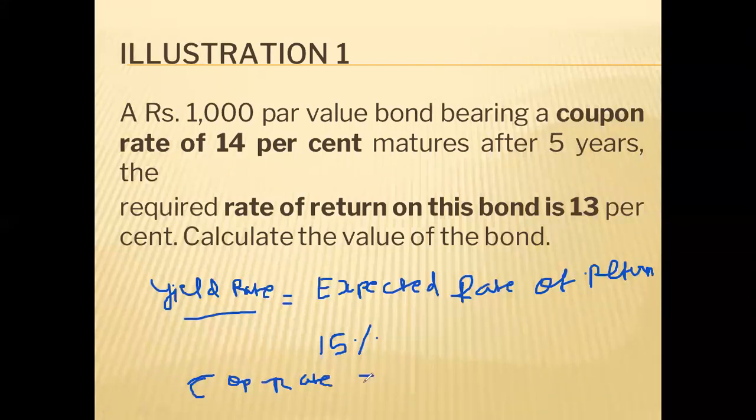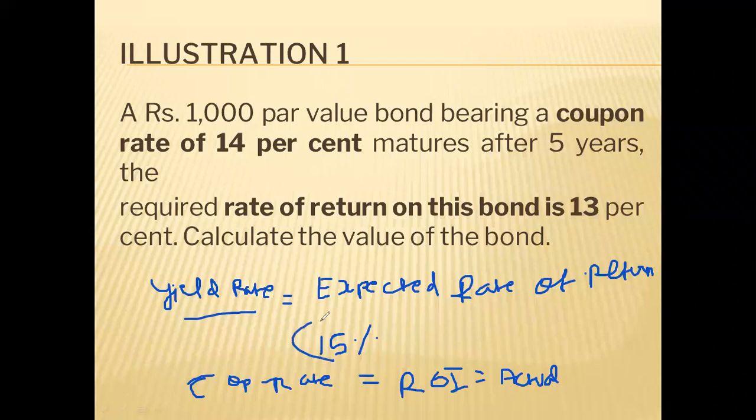The actual return which the company is giving is known as coupon rate. It is also known as rate of interest. This will be your actual interest rate, and yield is your market expectation. So yield means what investors are expecting. On an average, all the investors who are investing are expecting that they should get 15%, but the company is giving only 10%. So this is the difference between the yield rate and coupon rate.